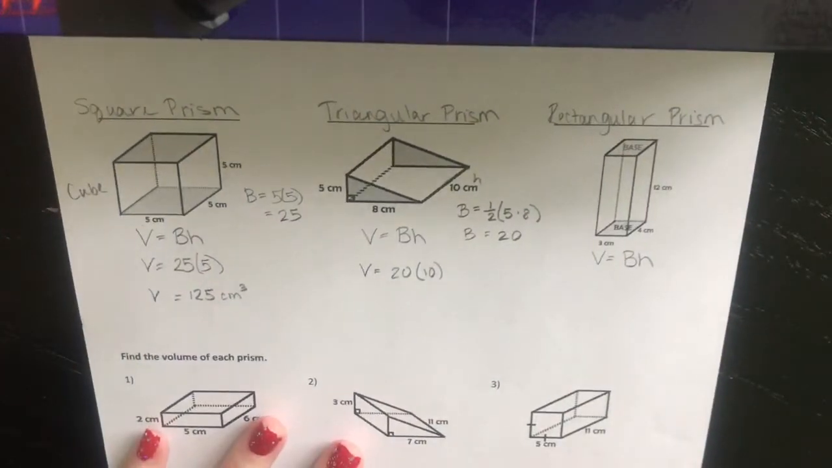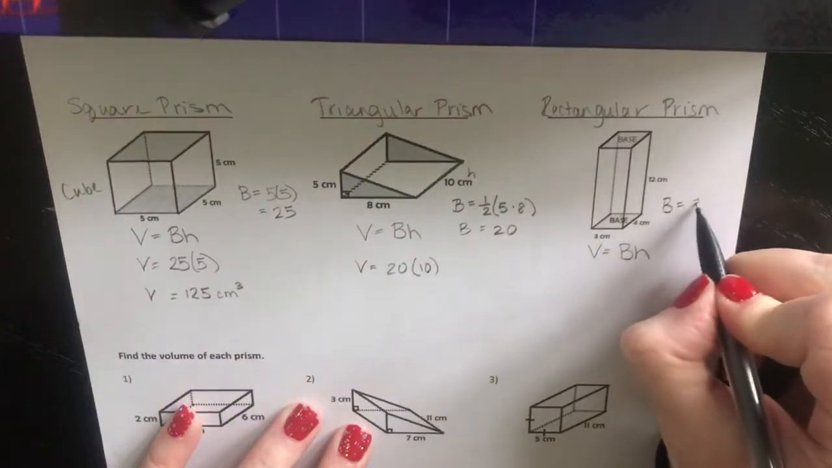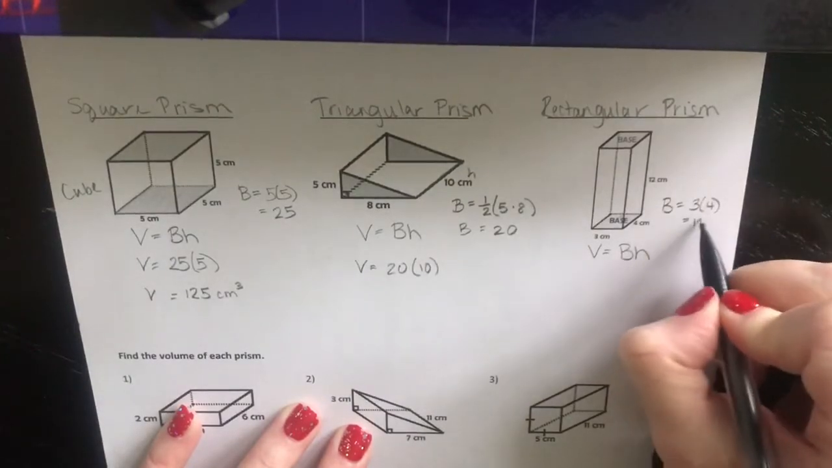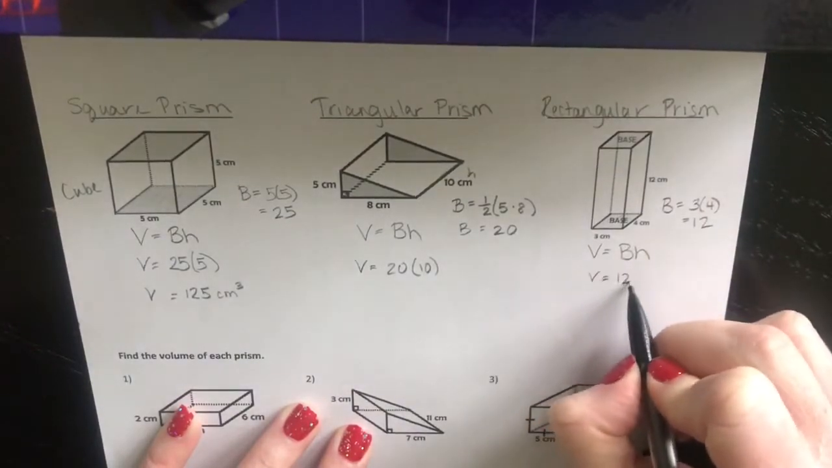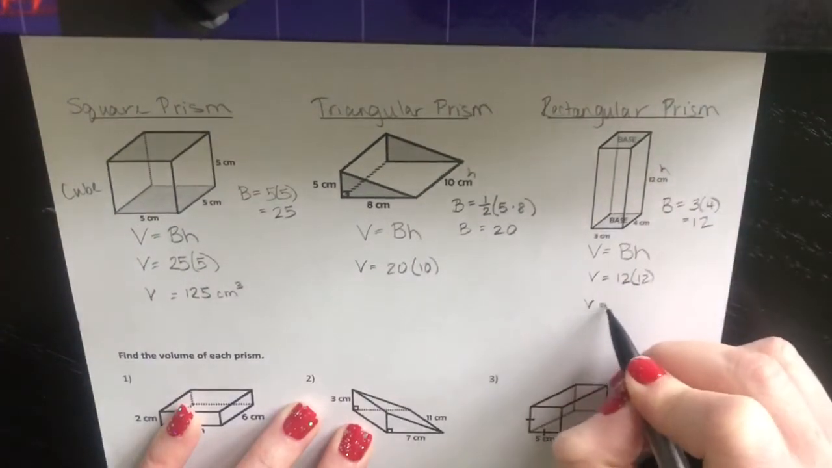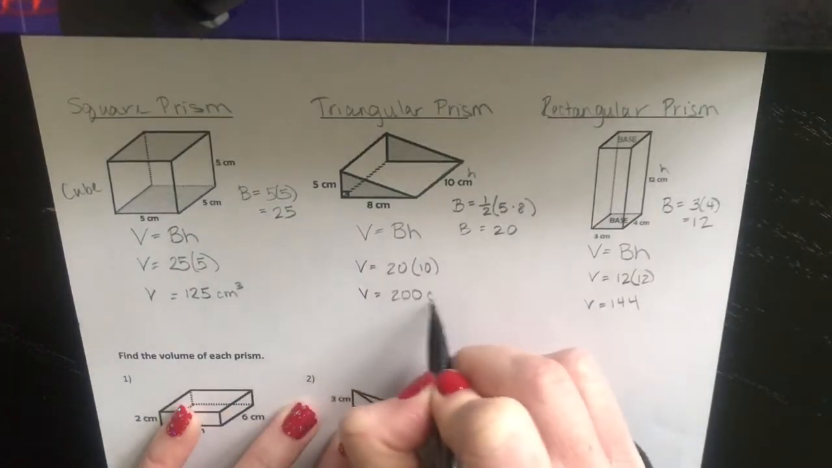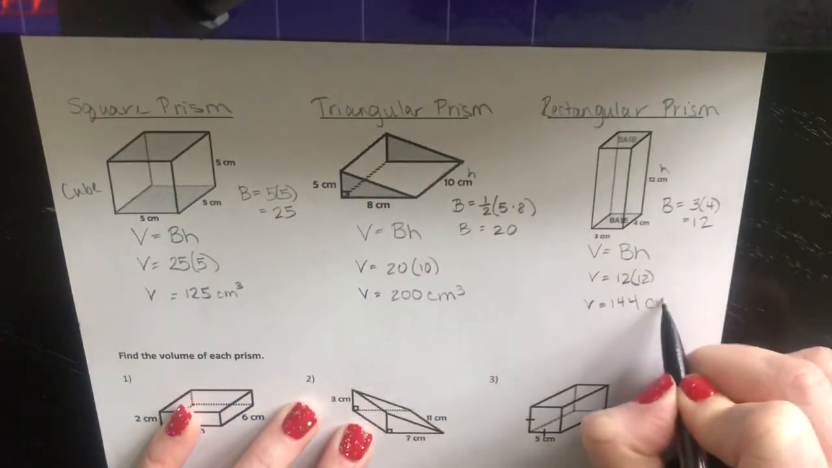And then lastly, this rectangular prism. The area of the base of the rectangle is 3 by 4, so it gives you 12. So it is 12 times the height, which right here is 12. So this is 144. I never finished this one though. This one's 200 and 144.